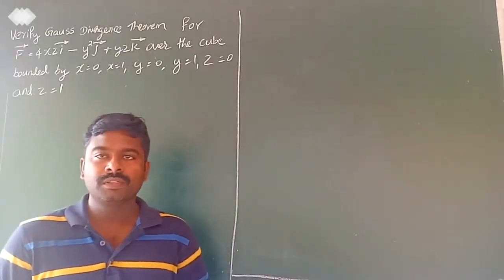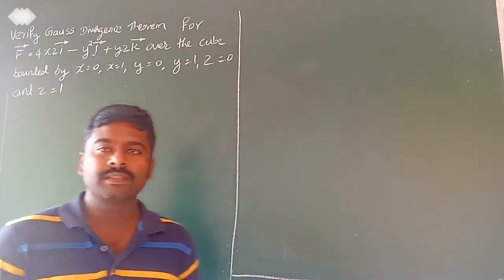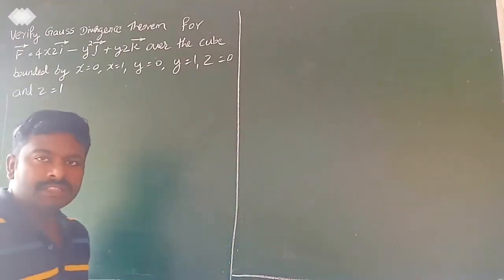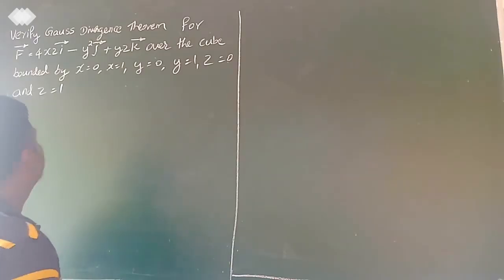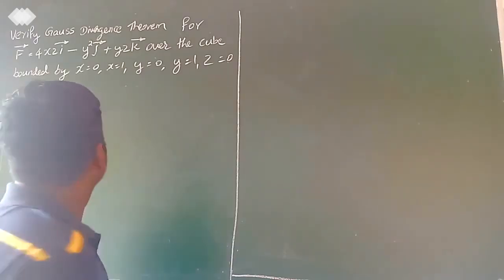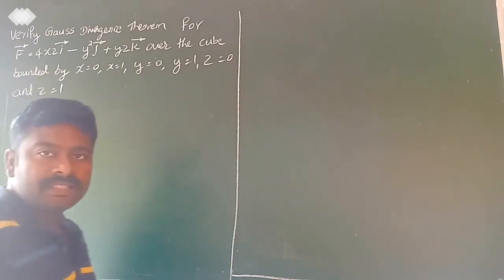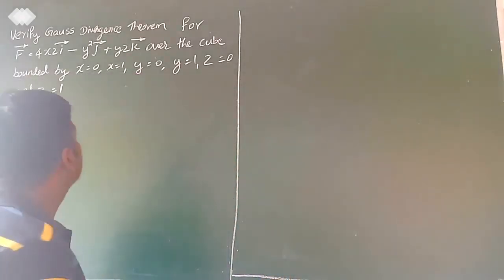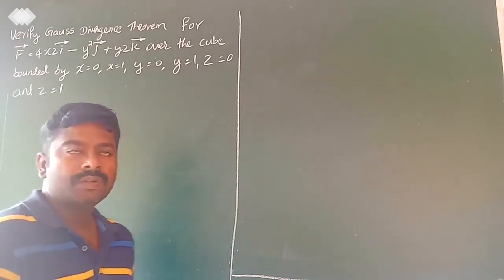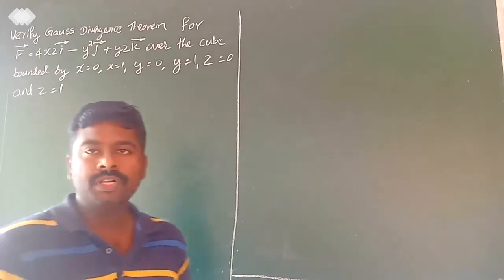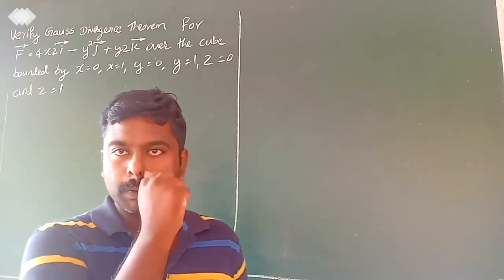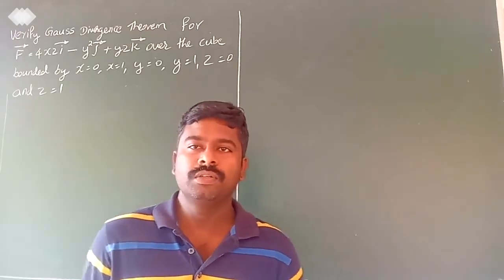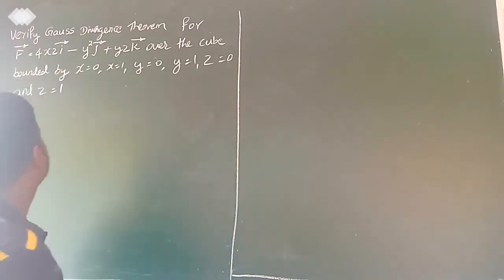Hello everyone. Today this section presents a problem based on Gauss divergence theorem. Verify Gauss divergence theorem for f vector equal to 4xz i vector minus y square j vector plus yz k vector over the cube bounded by x equal to 0, x equal to 1, and y equal to 0, y equal to 1, and z equal to 0, z equal to 1.